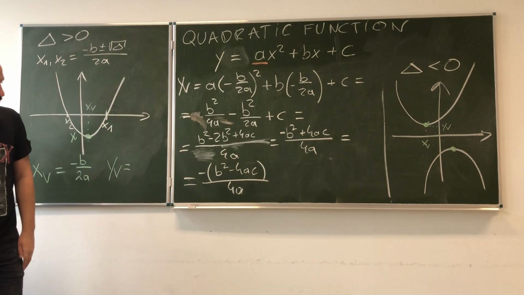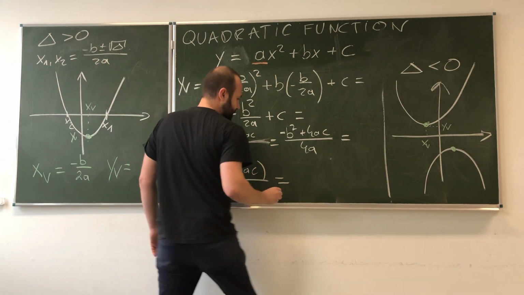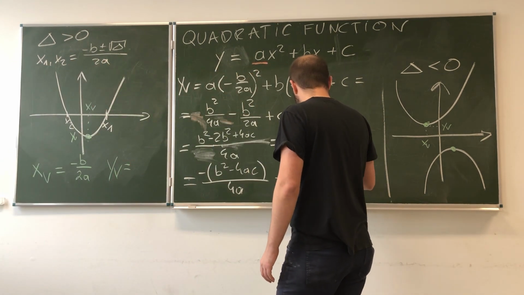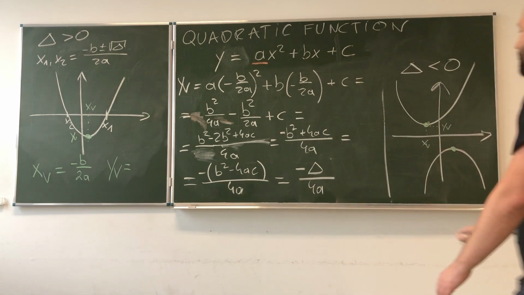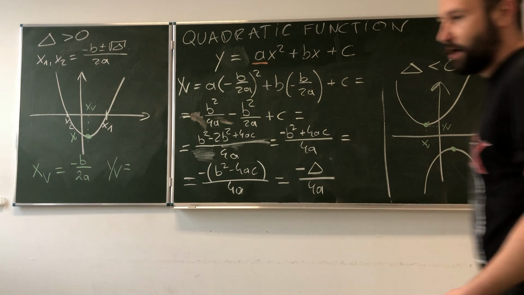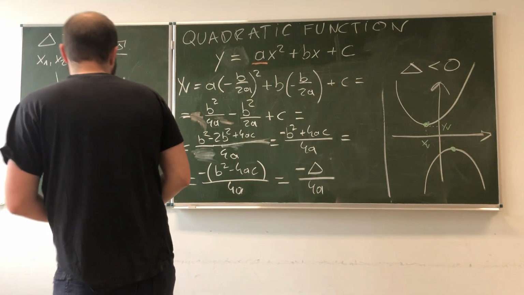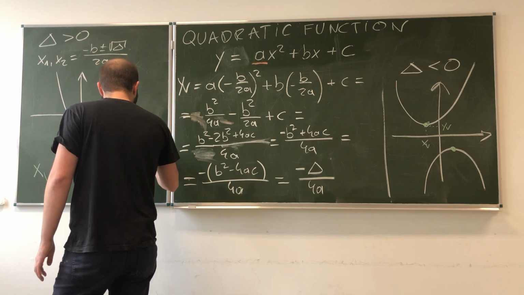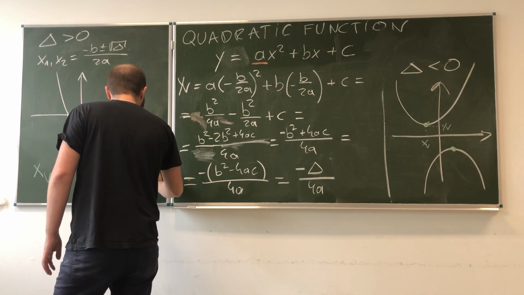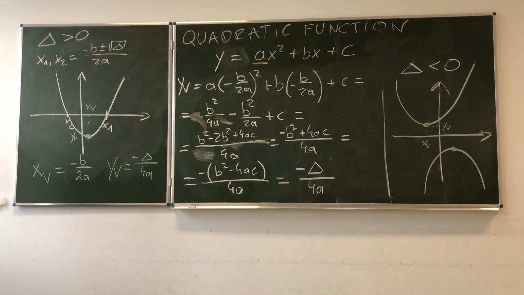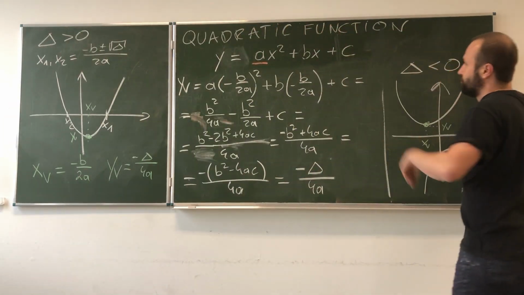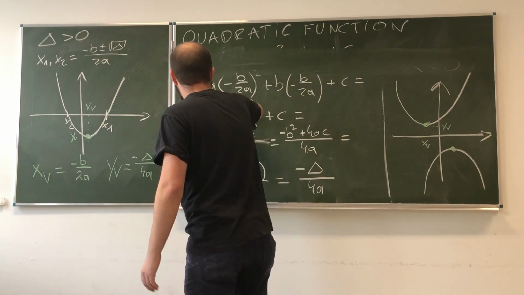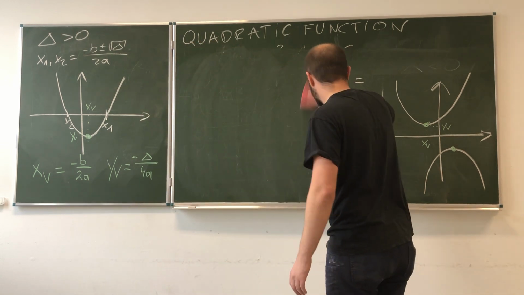And now I have the formula for delta. And this is how we get that y coordinate of vertex is equal to negative delta over 4a. So now we've got all the necessary information that we need in order to draw any quadratic function. Okay, so now let's do 2 examples on how to actually do it.